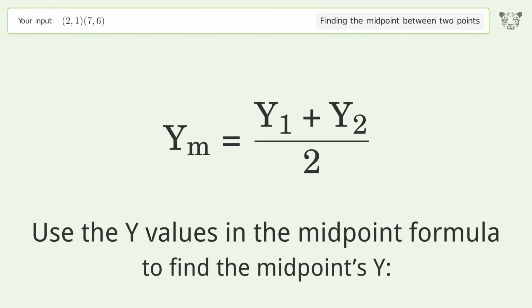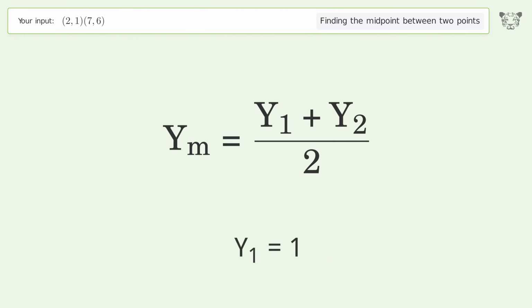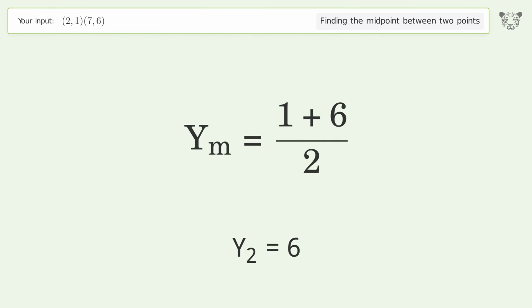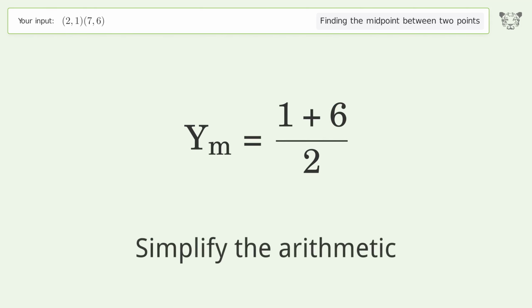Use the y values in the midpoint formula to find the midpoint's y. y1 equals 1. y2 equals 6. Simplify the arithmetic.